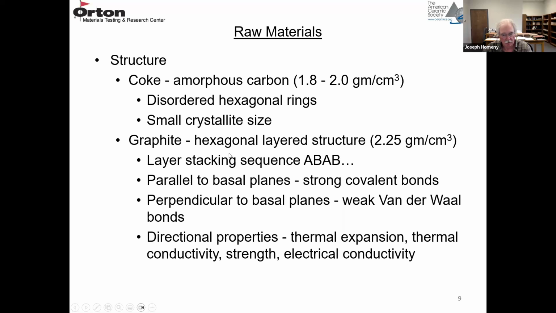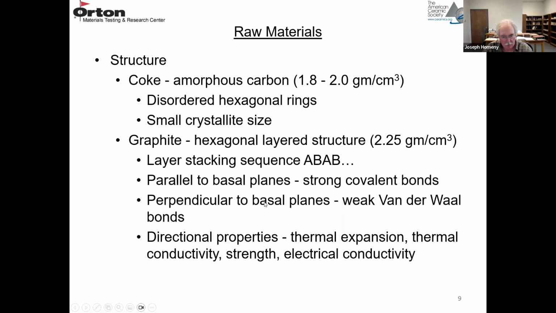Graphite is well crystallized, it's hexagonal, it has a layer structure, it's denser, 2.25 grams per cubic centimeter. And these layers have a stacking sequence, and I'll show that in a minute. The sequence is ABAB, so the layers repeat. The layers are the basal planes, so parallel to the basal planes in these hexagonal rings, there's very strong covalent bonding, but perpendicular to these basal planes, the bonding is very weak. It's van der Waals bonds.